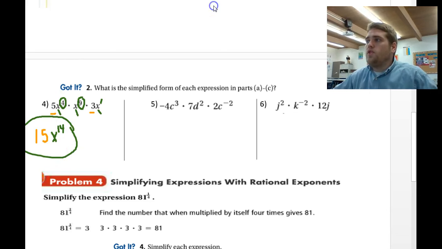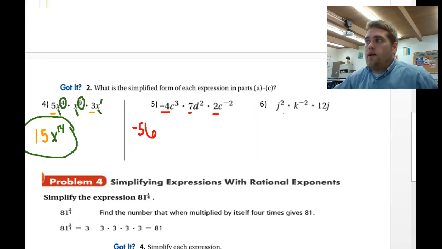Right. On 5, we've got -4, 7, and 2. Okay, so I want to pull all my numbers out. So -4 times 7 times 2. Well, -4 times 7 is -28. -28 times 2 is -56. Okay, so when you multiply all those numbers together, we get -56.